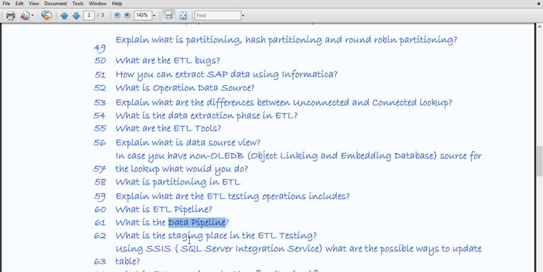Then the next is, what is the staging place in ETL testing? The staging place is the temporary storage area which is used during the data integration process. In the staging place, the data is analyzed carefully for redundancy and duplication.